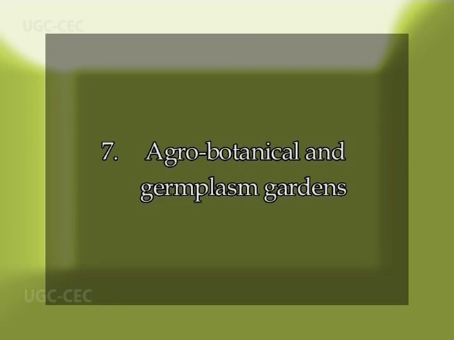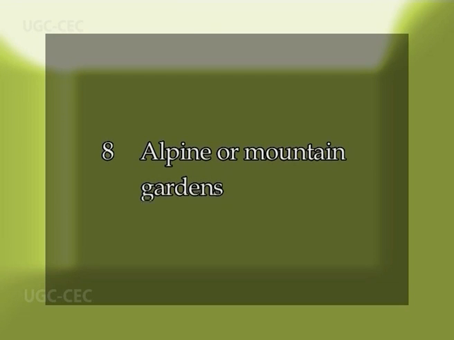Number 7, agrobotanical and germplasm gardens function as an ex situ collection of plants of economic value or potential for conservation, research, plant breeding and agriculture. Number 8, alpine or mountain gardens are most frequently in mountain regions of Europe and some tropical countries and are meant for cultivation of mountain and alpine flora.